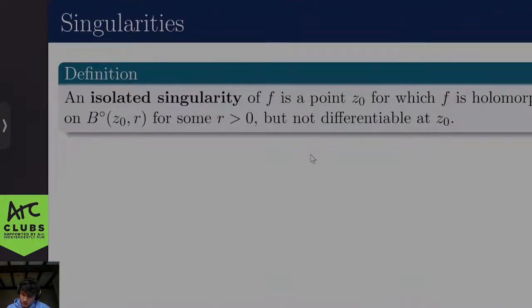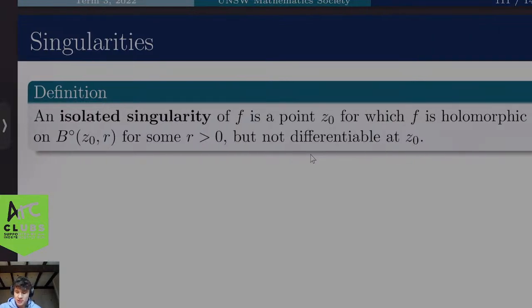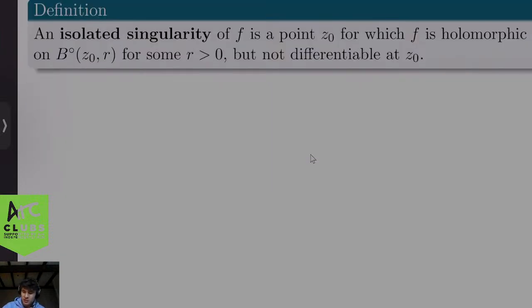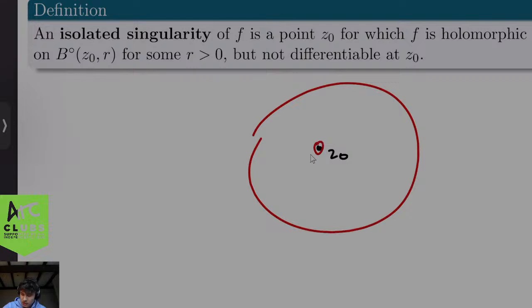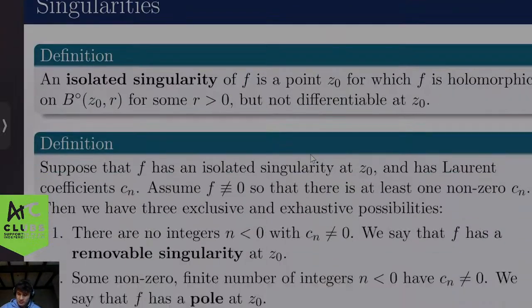Alright, so now we're going to move on to actually classifying singularities. So an isolated singularity first is a point z0 for which f is holomorphic if we just exclude that point. So if I have some point z0, if I look at the punctured ball around that point to exclude it, then the function is holomorphic here. But it's not holomorphic at the point itself. That's an isolated singularity. Okay?